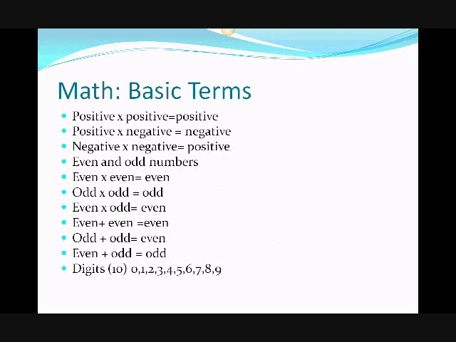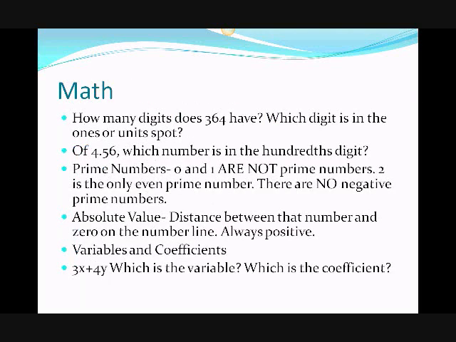And again, digits. There are 10 digits: 0, 1, 2, 3, 4, 5, 6, 7, 8, and 9. These are called digits. Now, how many digits does 364 have? 3 is a digit, 6 is a digit, 4 is a digit, so that's 3. And which digit is in the ones or units spot? Of course, that's 4. Of 4.56, which number is in the hundredths digit?